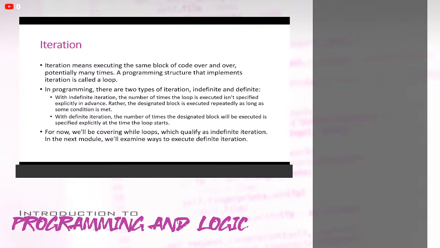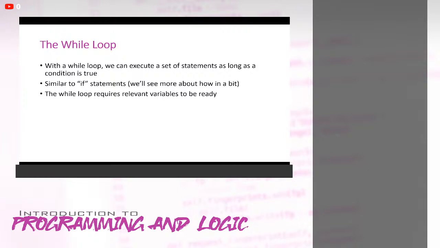With all that background information, let's start talking about the while loop. With a while loop, we can execute a set of statements as long as, or while, a condition is true. So it's very similar to an if statement. Here's an important part: the while loop requires relevant variables to be ready. We call this seeding the loop, and this is very important because in order for it to run, you have to initially have that condition be true.